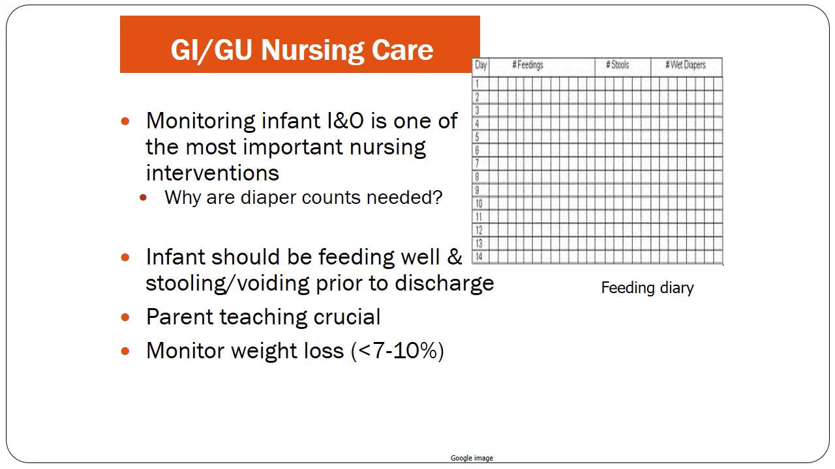So it's real important that we monitor newborn intake and output. So why are diaper counts needed? Well, we have to know what goes in, comes out. Are they voiding? Are they stooling? And that's going to be a sign that they're adequately hydrated and eating enough. Infants should be feeding well and stooling and voiding prior to discharge. Parent teaching is really important, and typically the babies will lose about 7 to 10% of their birth weight, which they will regain by 2 weeks of age.